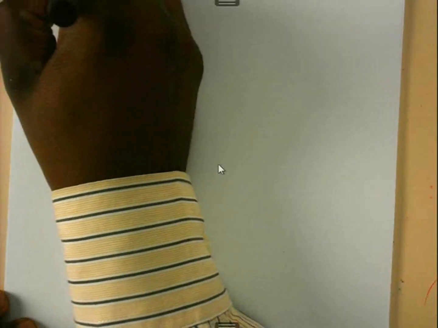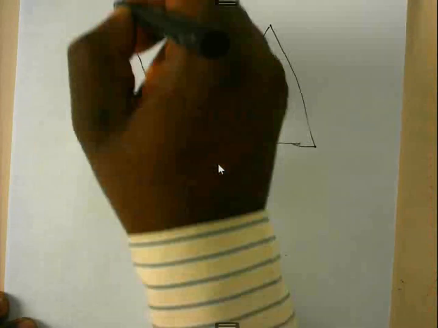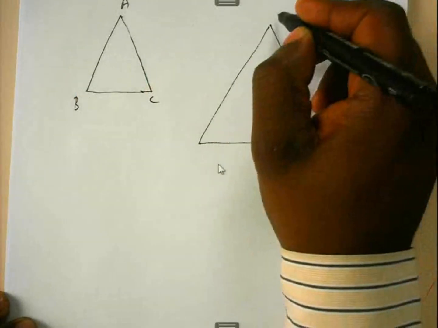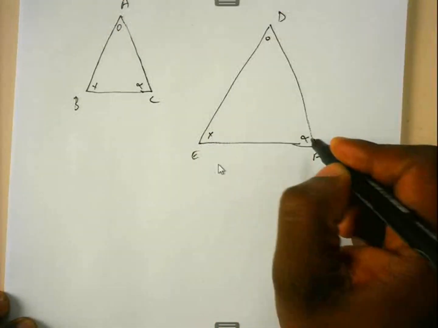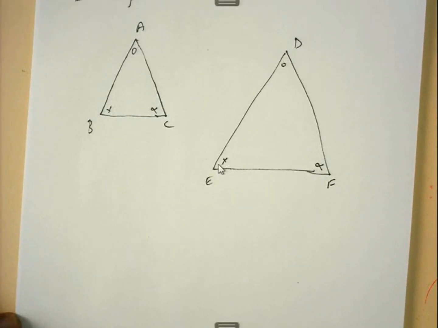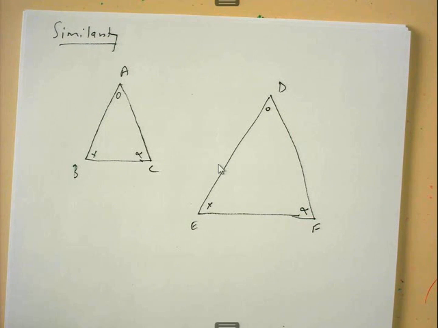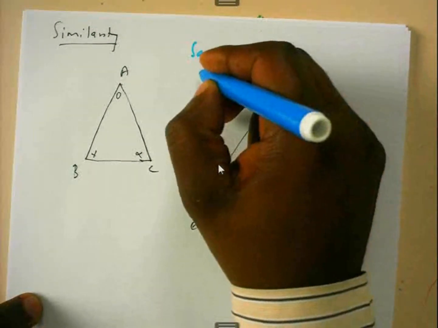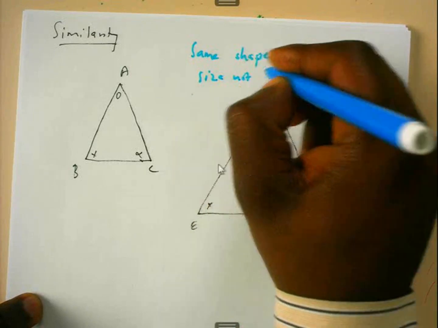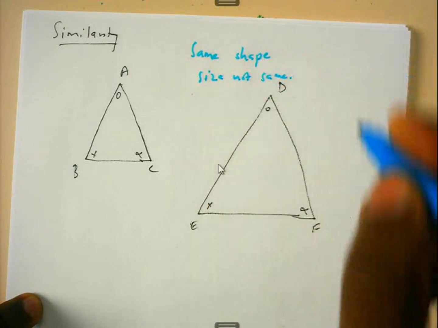Similarity. Let me write here that triangles are similar. Similarity. Good. This also needs two triangles. Triangle ABC, triangle DEF. Now, in these two triangles, look at the two triangles now here. We said congruency, you need two triangles, isn't it? Yes. Even similarity, you need two triangles. Now, for similarity, you need to have triangles which have the same shape, but size not the same.